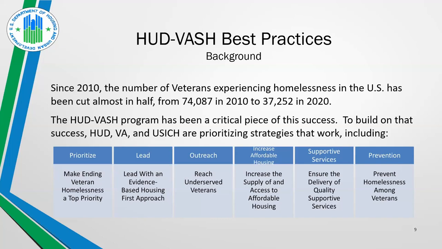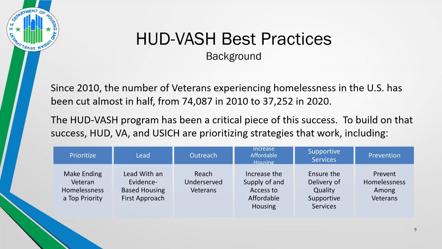Those strategies include making veteran homelessness a priority. So senior officials from each of the three agencies convene regularly to develop targets, assess progress, and hold agencies accountable. Lead with an evidence-based housing-first approach. So evidence and previous progress in reducing veteran homelessness has proven that a housing first approach works. And so we're continuing with that model. Reach underserved veterans. So HUD, the VA, and USICH are working to identify and remove barriers to VA care and services.